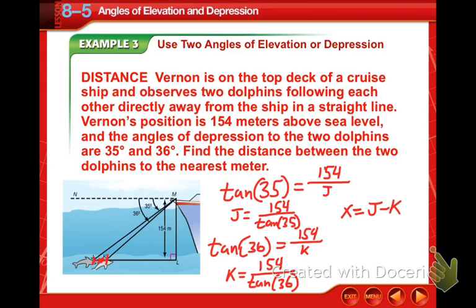So X is going to be our J minus K. So to find our overall answer in one move in Desmos, we're just going to do 154 over tangent of 35 minus 154 over tangent of 36. Make our lives a little easier and just make it one move in Desmos. Okay? So let's go do that.